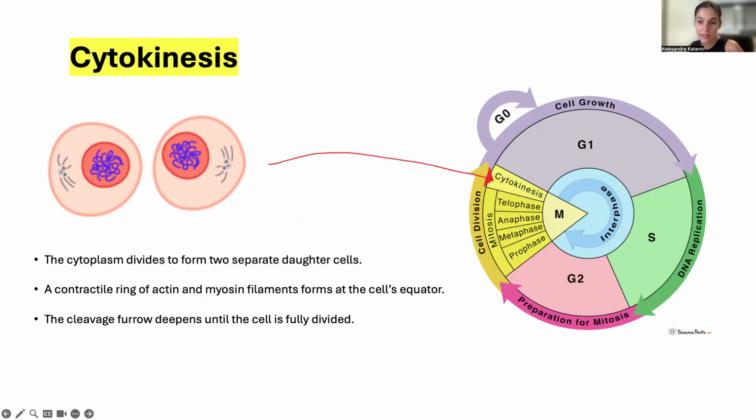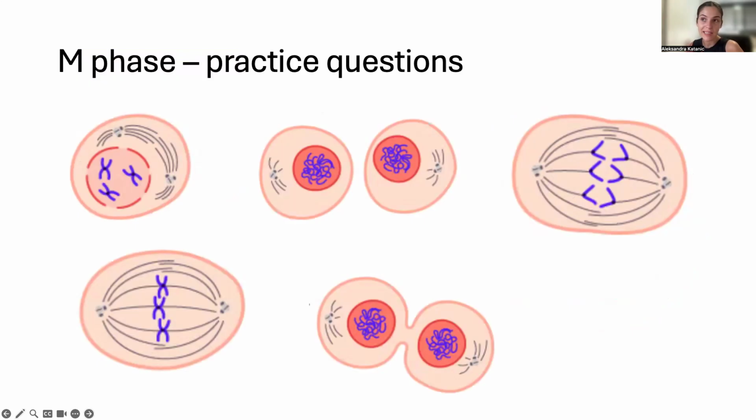After cytokinesis, each daughter cell enters the G1 phase of interphase, so it starts all over again. And this allows cells to grow, carry out normal functions, and prepare for the next cell cycle. This is continuous in most cells, not in all. For example, neurons do not continuously go through the cell cycle, but in the ones that do, this is how it happens.